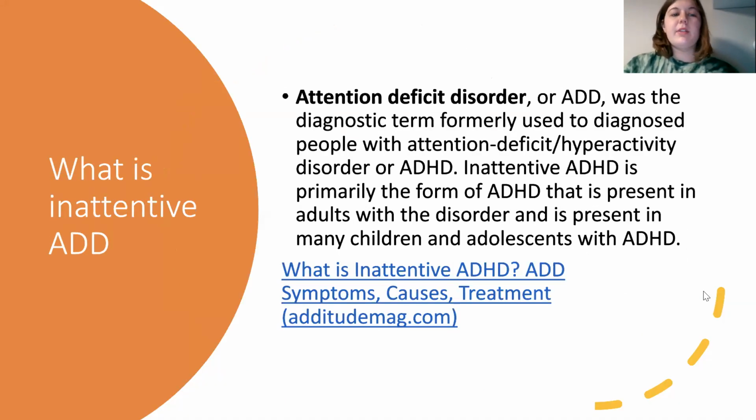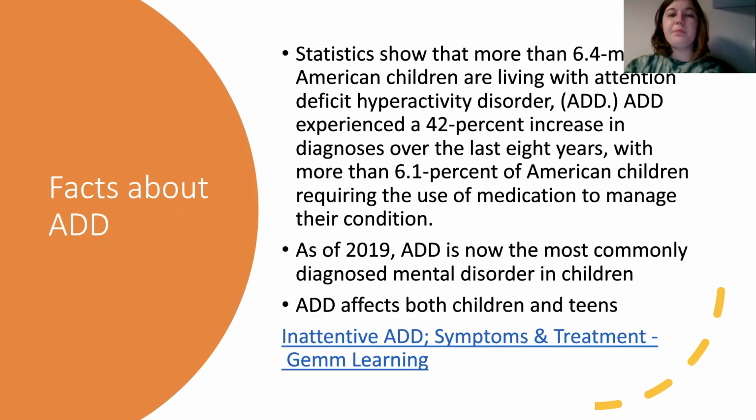So what is inattentive ADD? Inattentive attention deficit disorder, or ADD, is a diagnosis term formerly used to diagnose people with attention deficit hyperactivity disorder, or ADHD. That's normally what's common. There is a little bit of a difference between the two, but they're very similarly related to each other. Inattentive ADD is primarily the form of ADD presented in adults and in children, and it is the one that we normally see in a school environment or out in public. That tends to be what we normally see.